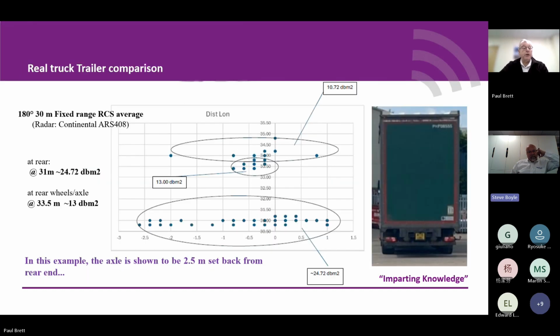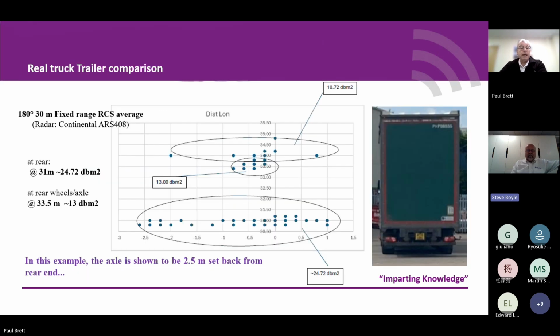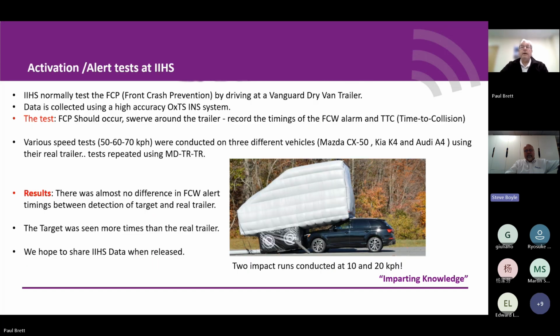And this is an example of a real trailer that we did some tests on. And here it shows the 2.5 meter depth element here. And you can see that that's how it represents a very similar construction to the radar. And that actually proves to be true when it's taken to the track. And then I'll pass you back to Steve for the actual work that we did at IIHS.